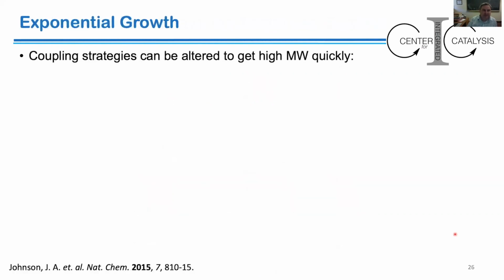So more recently, Jeremiah Johnson has been exploring a different way to control sequence that I think is pretty cool, and that is to use an exponential growth method. So it's still a protection, functionalization, coupling strategy. But what he decided to do was a little bit different. So he's using this alkyne epoxide, which you can then treat with an azide and protect the alcohol to make this reagent here.